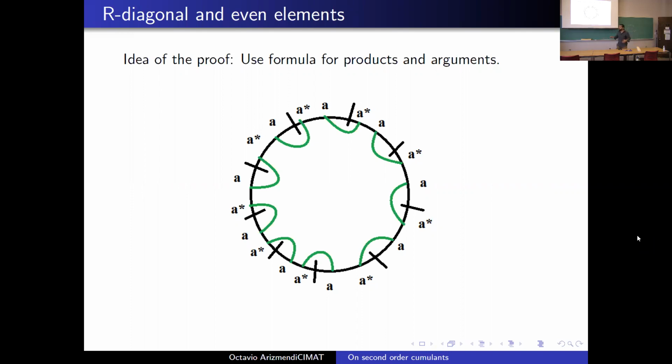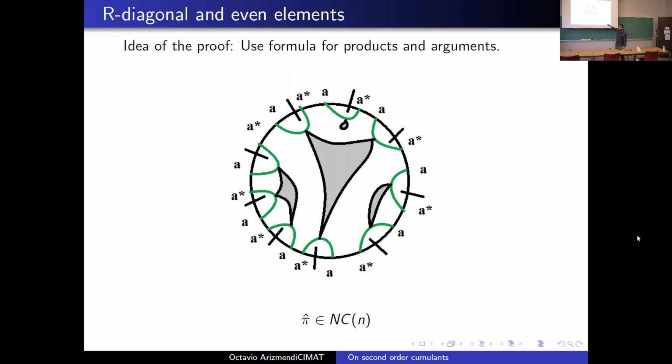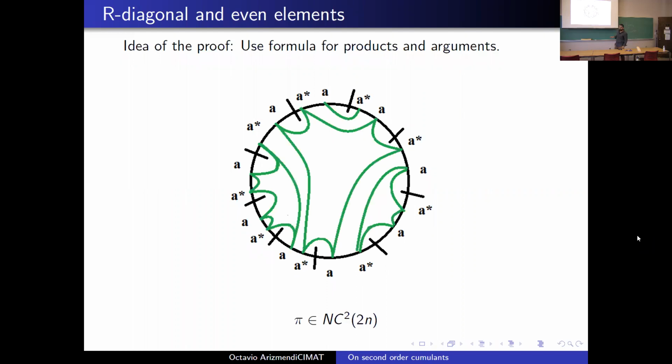Okay, and how do I finish? Well, I just choose a partition now, not on the A's, but on A star. So you make another partition, and what you get is all the partitions. So basically, what I'm telling you is which are the partitions which satisfy these two conditions: one is that the cumulants should go A star, and the second one is that I need to satisfy the sub partition. And this is how the proof goes.